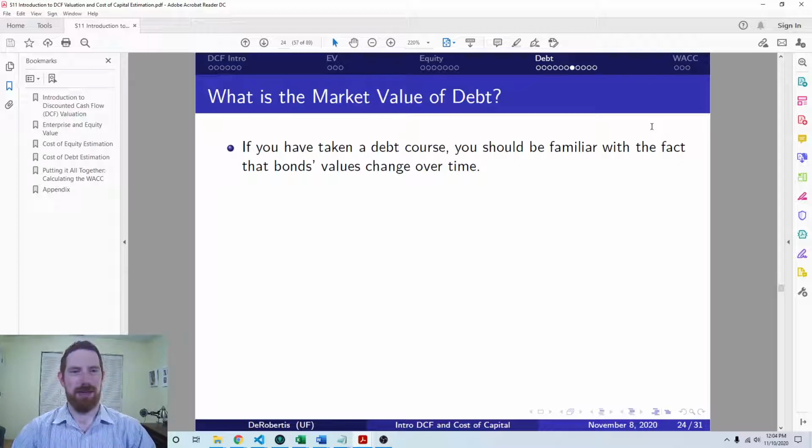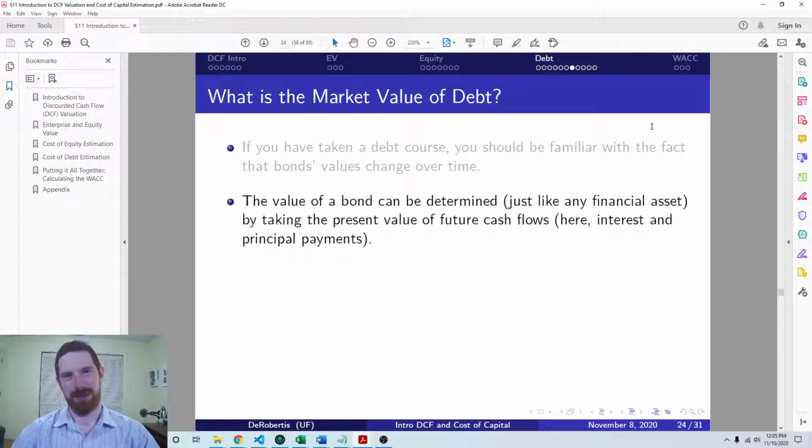So after a bond is issued, its value can change over time, and it almost certainly will change over time. And this is not a debt course, and so I'm not going to go into a ton of detail here. So definitely reference some additional debt materials if you haven't learned about any of these concepts before.